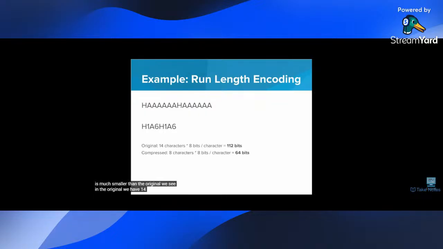You see, in the original, we have 14 characters, and since we have 8 bits per character, that's 112 bits. In the compressed version, we only have 8 characters. With 8 bits per character, that's 64 bits.